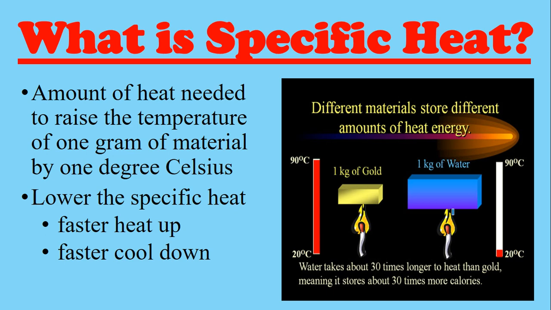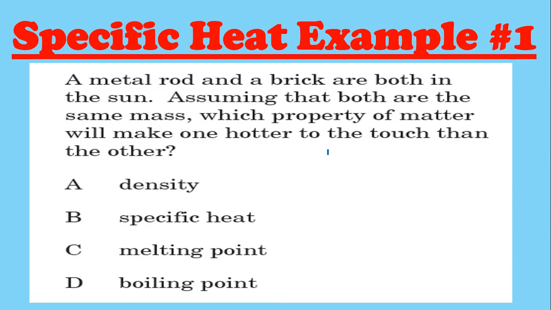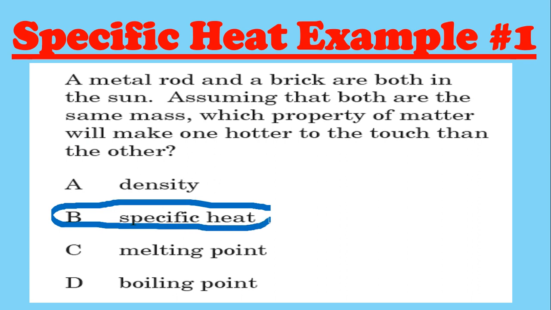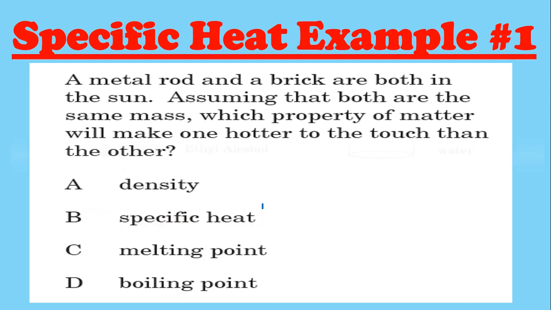Compared to, say, the land. So let's look at some examples of specific heat. It says a metal rod and a brick are both in the sun. Assuming that both are the same mass, which property of matter would make one hotter to the touch than the other? And the answer would be B, their specific heat, because they're going to be heated up in the sun. And it's all about the specific heat, how fast they heat up.